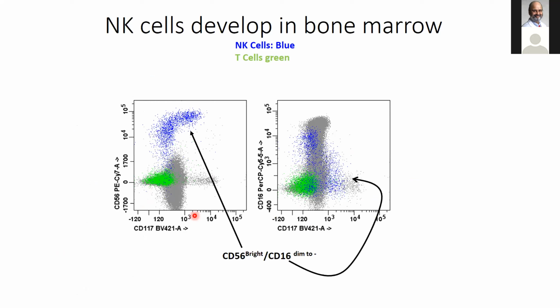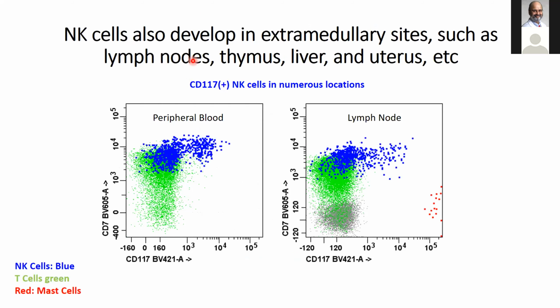So again, these 117 positive NK cells are going to be represented predominantly by that first broad category of NK cells, the CD56 bright positive and CD16 dim to negative NK cells. Now, we're in the bone marrow, and you'd expect that immature NK cells can be identified in the bone marrow. But the reality is NK cells also develop in extramedullary sites, and you're going to see these 117 positive NK cells in these extramedullary sites. They've been reported in lymph nodes and thymus and liver and the uterus. You can see here, they're in peripheral blood. We've even seen them show up in cerebrospinal fluid.